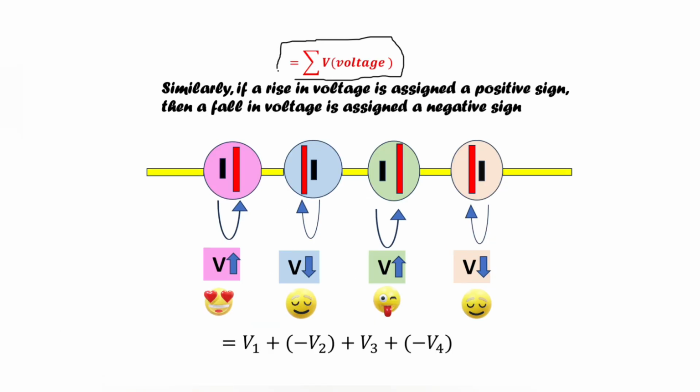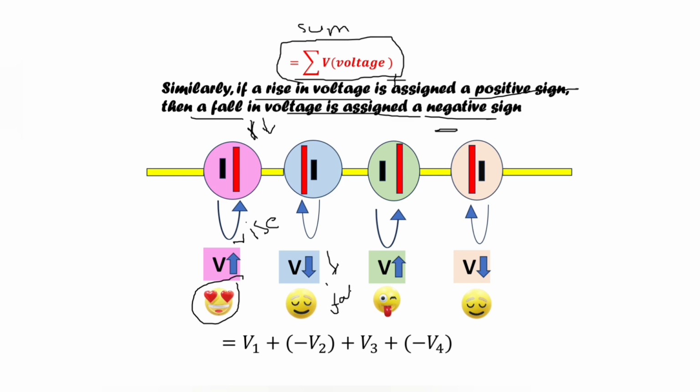In the same way, see the illustration of algebraic sum of voltage. The rise in voltage, meaning from low terminal black to high terminal red, is taken as positive voltage, those are 1 and 3. The fall in voltage, meaning from high terminal red to low terminal black, is taken negative, like voltage 2 and 4. So, rise voltages are happy, they are positive, and fall voltages are sad, meaning they are negative.